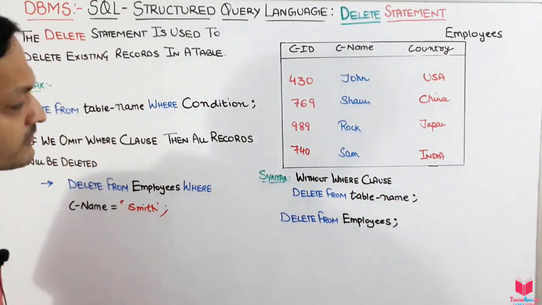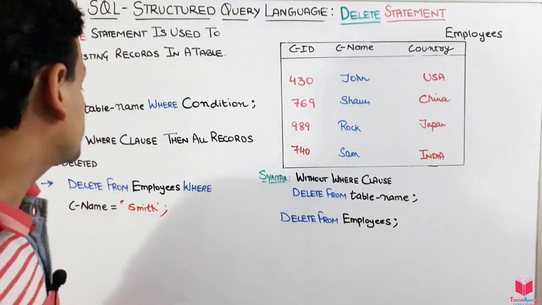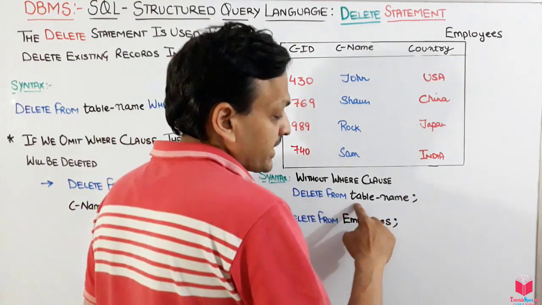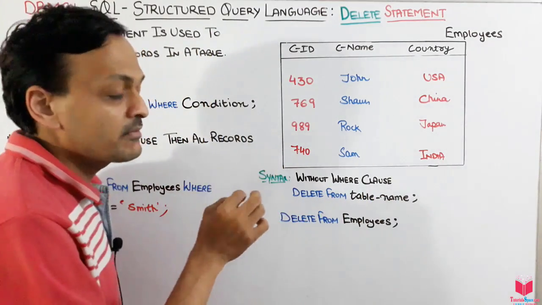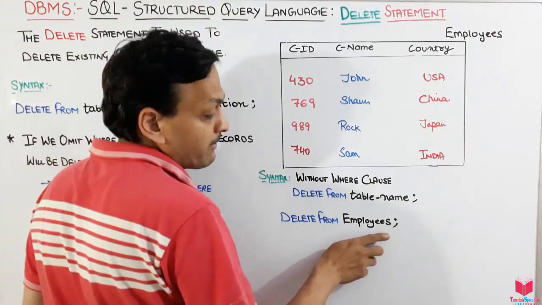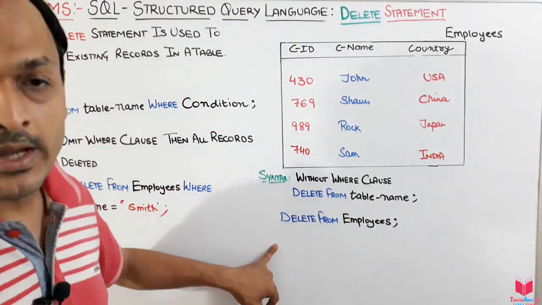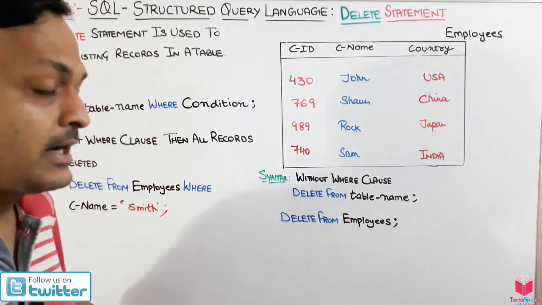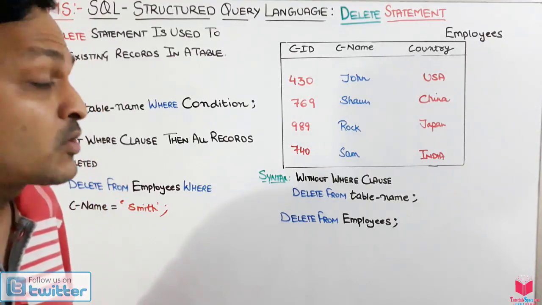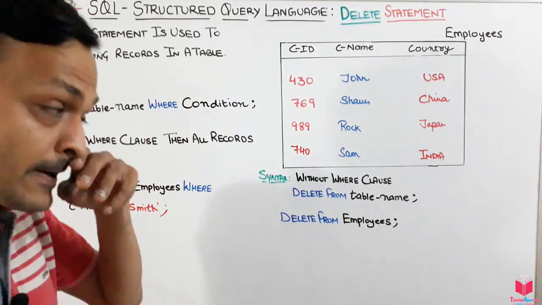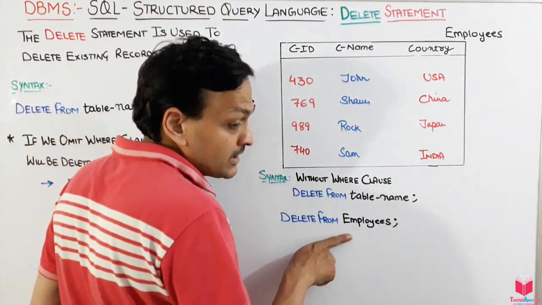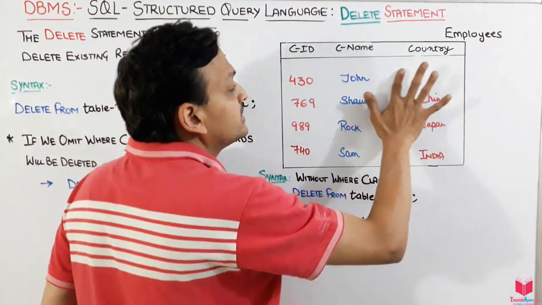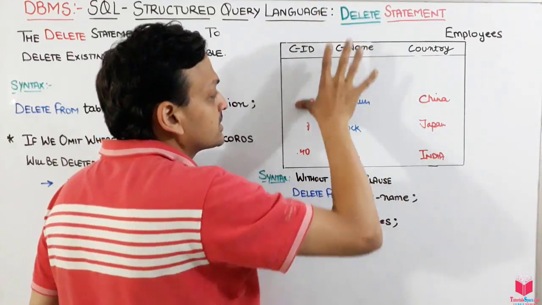After that, the syntax without a WHERE clause, which I have mentioned here, is going to delete all the records. So just DELETE FROM table name. We only write delete from the table name, like DELETE FROM employees. If I run this query, what will happen? It will not delete the table. Remember, I am telling you again and again because this is a common mistake made by students. It will delete only the records inside this table, so it will delete all of this.